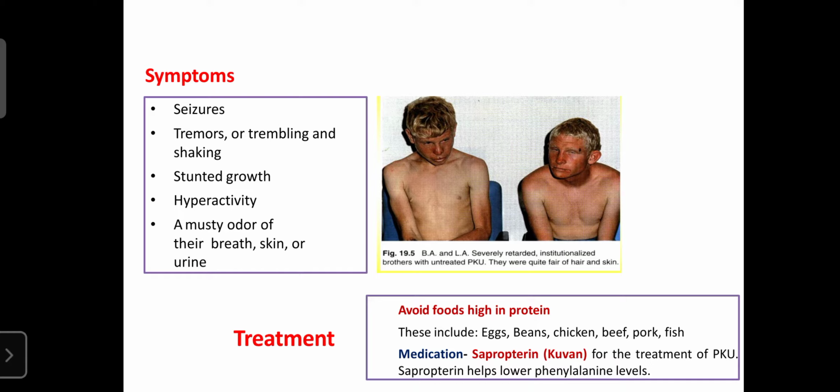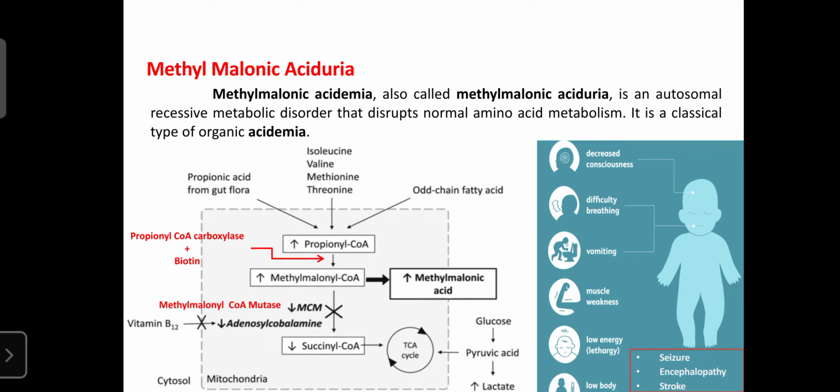It can correct the PKU; it is known as sapropterin or Kuvan. It lowers the phenylalanine by enhancing its metabolism. Okay, so these are the therapies for phenylketonuria. So next one.